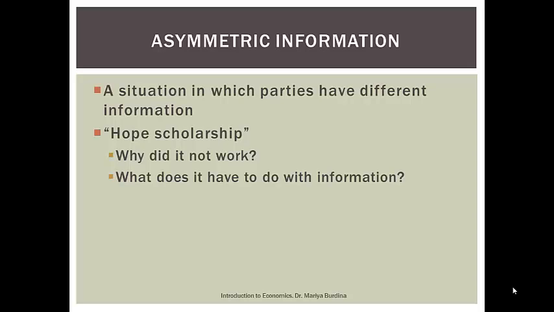So what does it have to do with information? The parties involved had different information. Those who organized this program did not know whether or not a student is going to make a lot of money or not enough money after graduation. Yet the students knew exactly. So those who thought that they were going to have high income didn't sign up for those programs. And only those who knew that they were not going to make a lot of money after graduation used this program. As a result, it didn't make enough money. As a result, it didn't work.